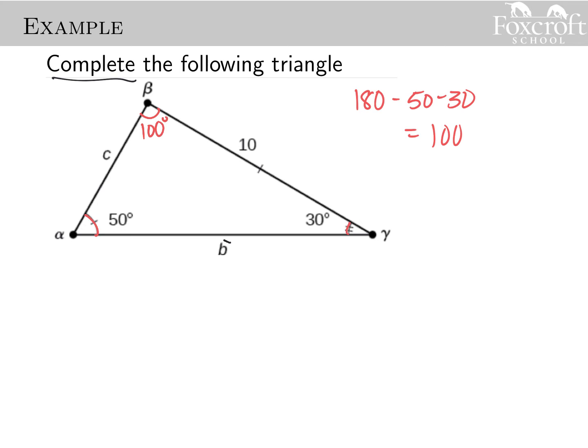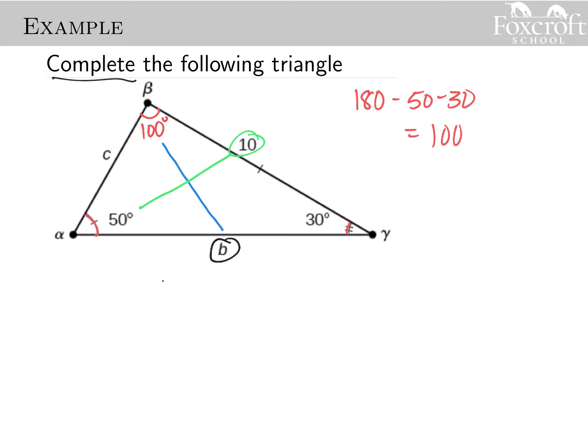So how can I figure out B? Let's just go in alphabetical order. I want to find B first. Well, the law of sines says I use the angle opposite from the side. So for B, I'm going to use the 100-degree angle. I'm going to use the other side that I do know, which is this 10. All right, that's an actual number, so that's going to help me. That's across from the 50-degree angle. And it's up to you whether you want to put the angles on the top or the sides on top. Let's just say we put the angles on top.